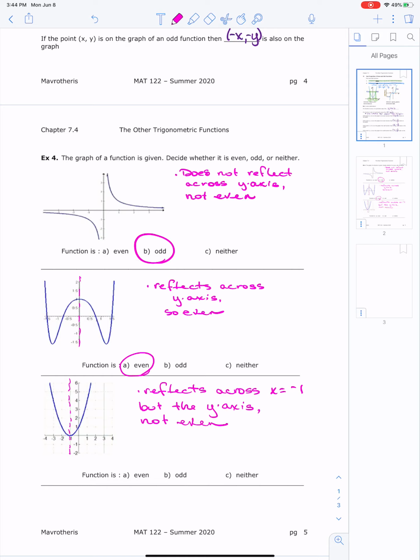Okay, and I can even just pick a value. This looks like it goes through 1, 4. If this were odd, -1, -4 would be on the graph, and it's not. Also, the origin's not on the graph, so this is not odd. And that's kind of what I'm going to use as my disclaimer. Origin, not on graph, not odd. So this graph is neither even nor odd.